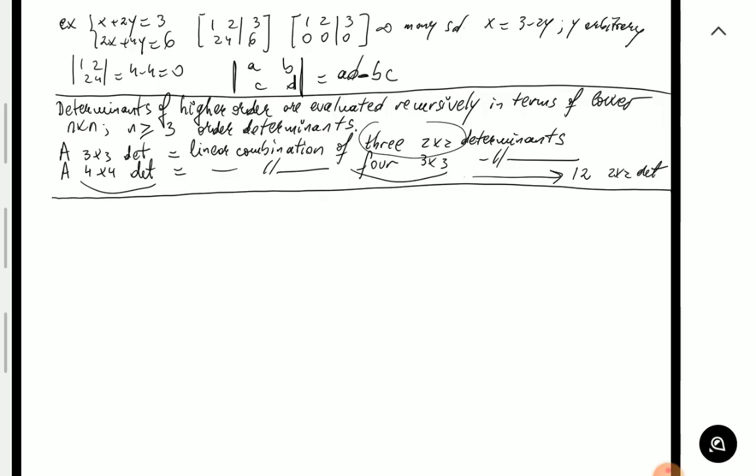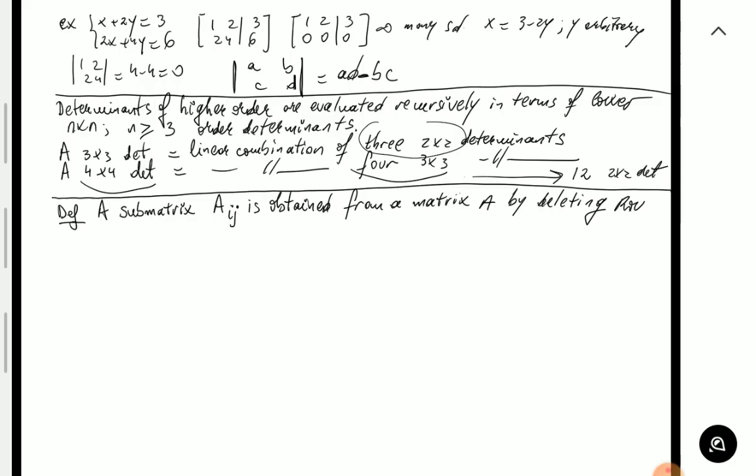how to evaluate it. So the first definition that we're going to need is the notion of a submatrix from a matrix. So a submatrix A sub ij is obtained from a matrix A by deleting or removing row i and column j.